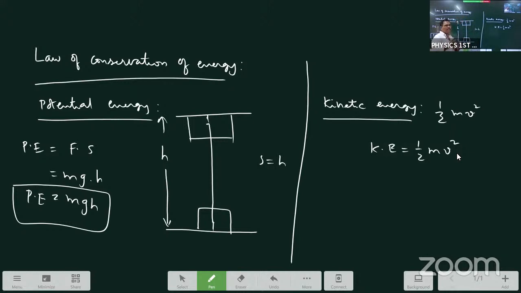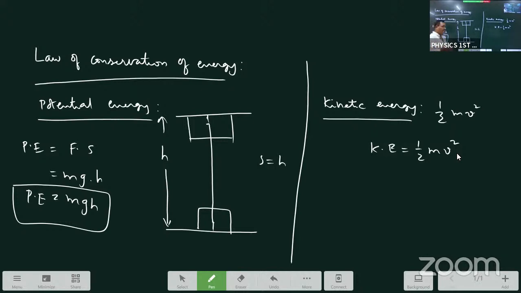Here, what kinds of energies are there? There are two kinds of energies. One is potential energy, another is kinetic energy. For potential energy, if you want to lift a body which is on the ground to a certain height, you are doing some work. That work is equal to Fs, force into displacement. That force is mg, the gravitational force, and S is the height, how much we displaced. The total potential energy formula is mgh.